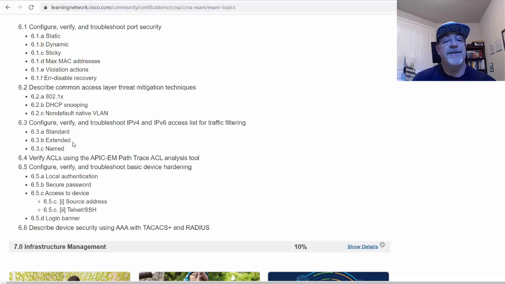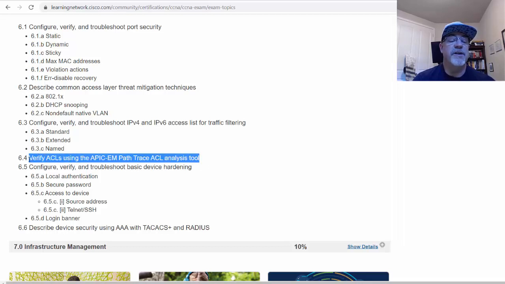802.1x is listed here. It's not listed on the other one. ACLs, you probably need to still know standard, extended, and named. And then you had other things. This is pretty much similar. So I'd say that you still need to know most of these things. Verify ACLs using the APIC EM Path Trace ACL Analysis Tool. This is interesting. We'll be looking at that in the last section of the new CCNA.